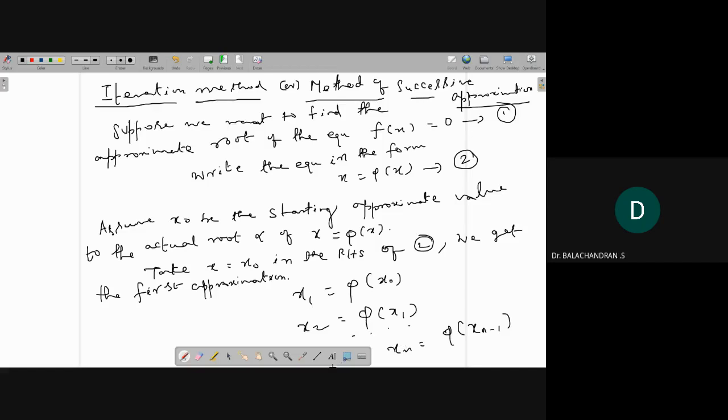But we don't go up to n. I think up to 6 or 7 iterations. Sometimes it will take 10 iterations, because the right hand side value should repeat at least up to 4 decimal places. Then you can stop the iteration.